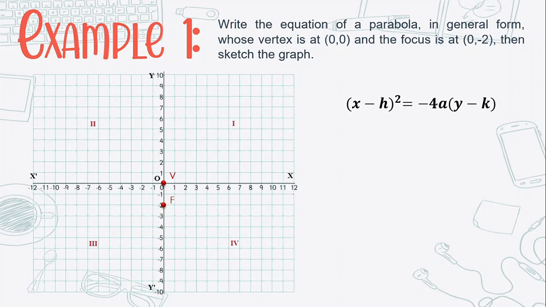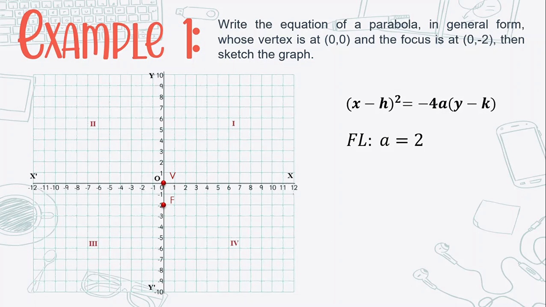Now, since we already have our standard equation, we can get our focal length, which is a = 2. Where did that come from? As you can see, the distance between the vertex and the focus is 2 units. And again, the focal length is the distance between the vertex and the focus. Therefore, a is equal to 2.